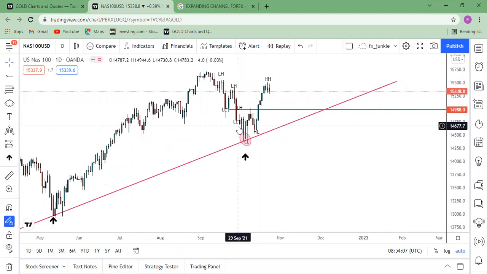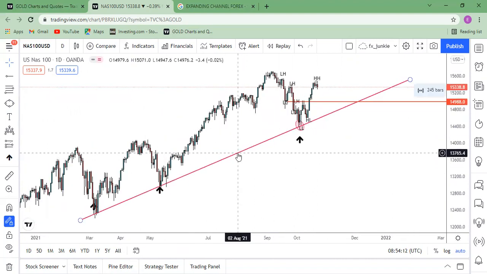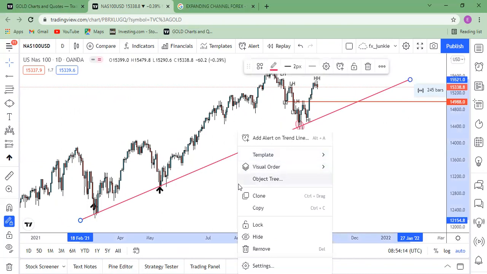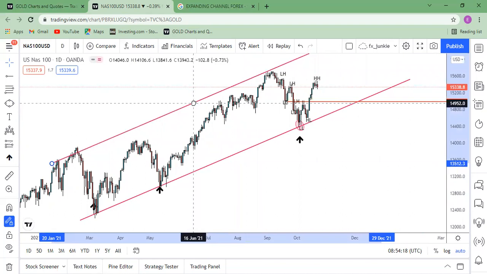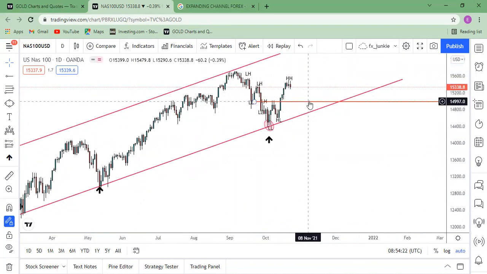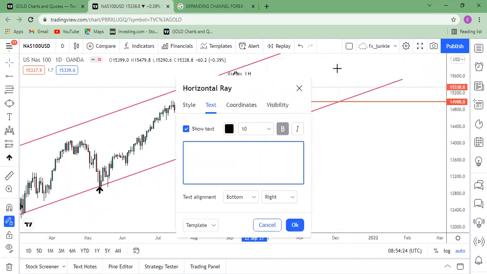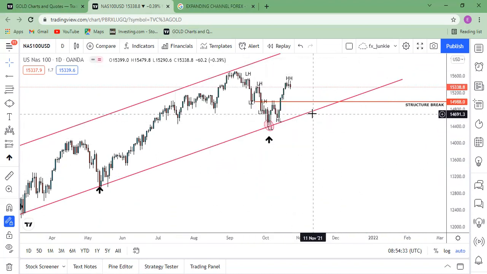Okay, so now I'm gonna move to my smaller time frame, so H4 time frame. But before doing that, I'm gonna put my diagonal resistance trend line. So I'll just clone this trend line, then I'll just drag it and try to see where I get the most touches, which is right there. And then I'll call this line structure break. That's where we broke the structure, right? That's the line's name, structure break.